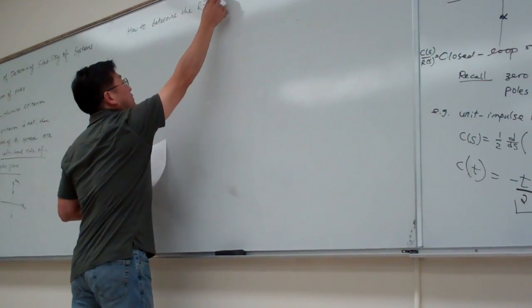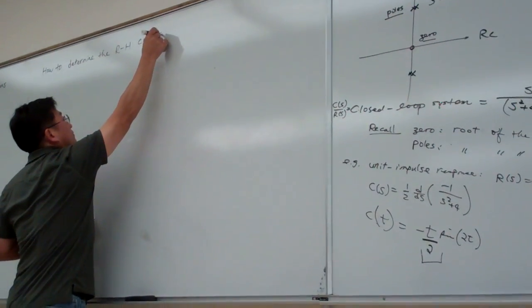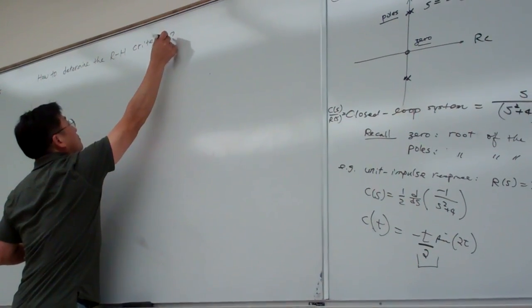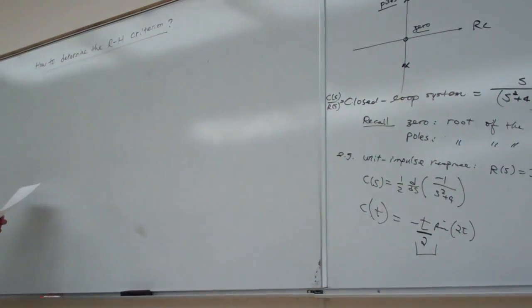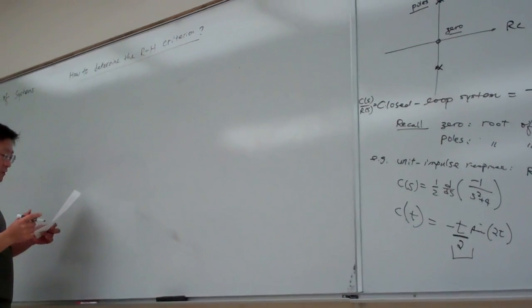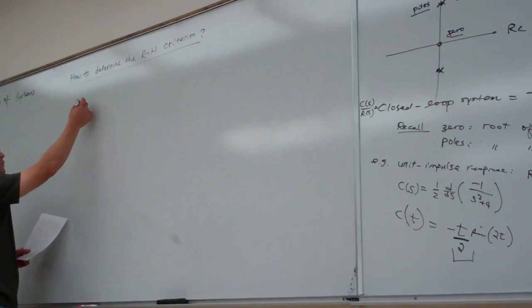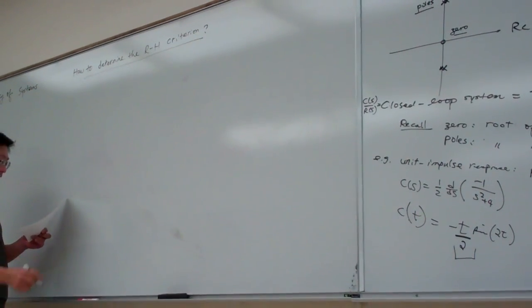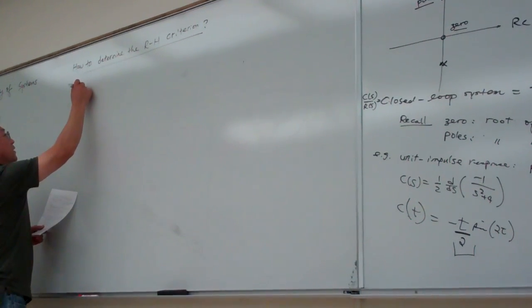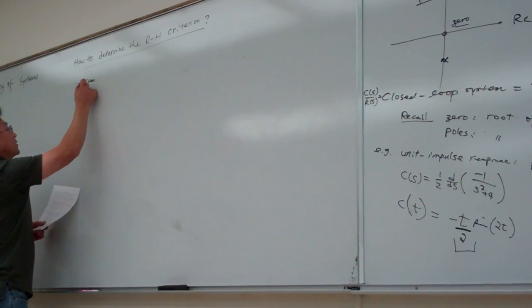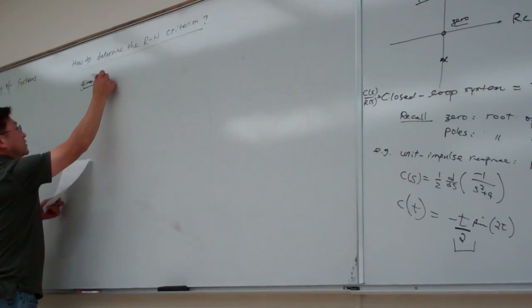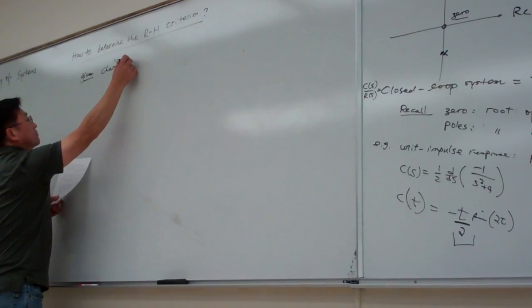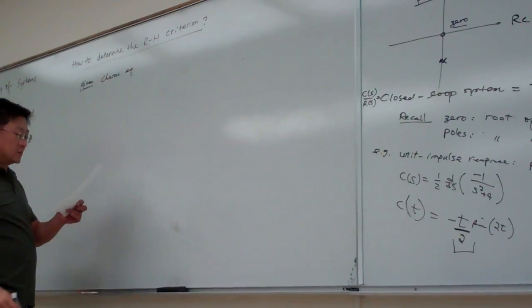The Routh Hurwitz criterion. Let me give you the formulas, and then I will use a few examples to demonstrate the calculations. If we are given a template of the characteristic equation, we start from the characteristic equation here.